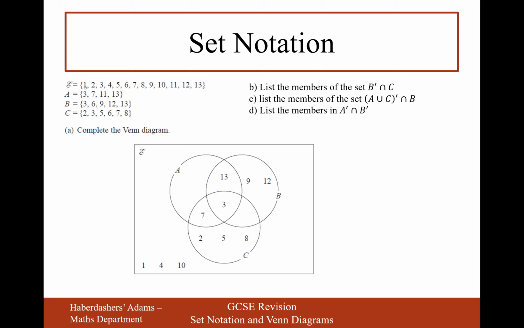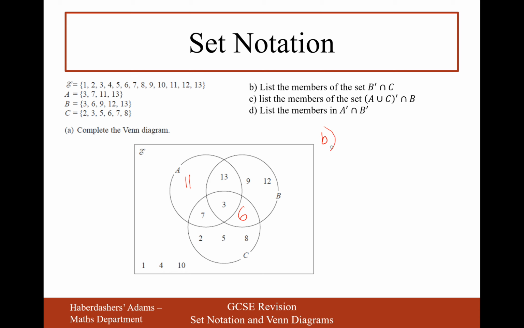Okay, so we're working with the numbers from 1 to 13 here. We have 11 numbers on the diagram, so we have therefore 2 missing. So let's have a look at set A. It contains the numbers 3, 7, 11 and 13, but 11 is not on the diagram yet, and 11 is not in B or in C, so it exists in this area here. We're also missing the element 6. 6 is in the sets of B and C, so it must go there, because it doesn't exist in A.